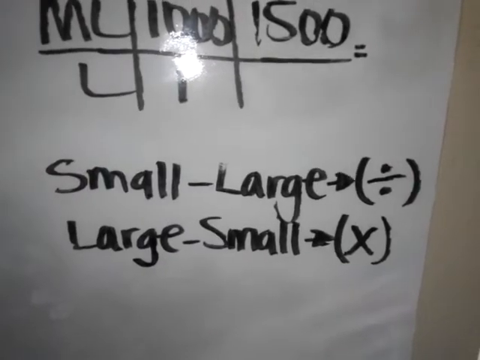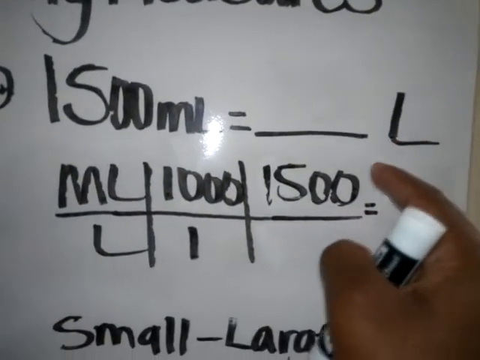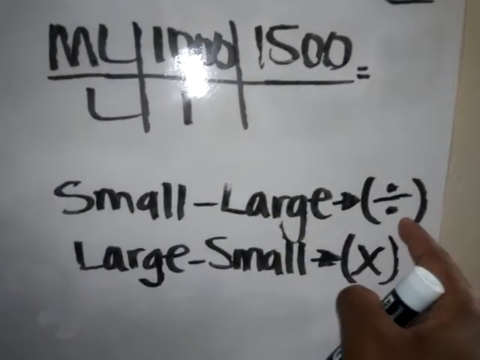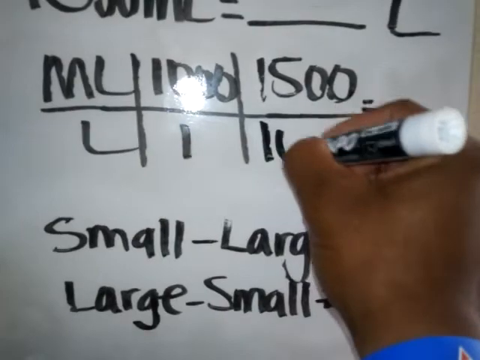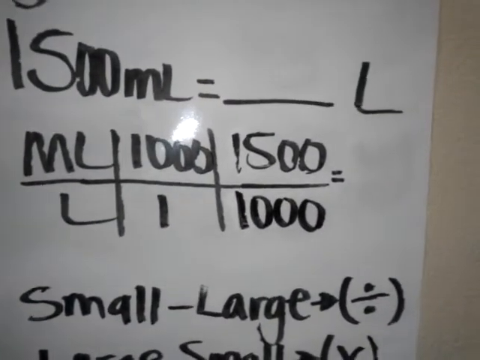So going back to this conversion here, we're making conversions. 1 milliliter is smaller than a liter. Therefore, small to large, we divide. So we're going to put 1,000 over 1,500, and we're going to divide this measurement out.